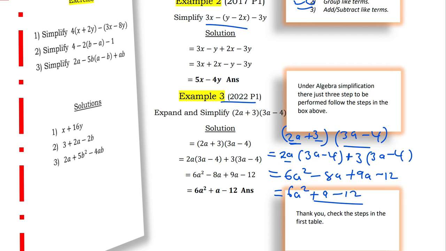There is an exercise. The first one is simplify 4. So let me write it here. Simplify 4, open bracket, x plus 2y minus 3x minus 8y. Okay, so we're just going to multiply what is in front of the brackets by what is inside. That is 4 times x, it's a 4x. 4 times 2y, that is 8y. Negative times 3x, that is a negative 3x.